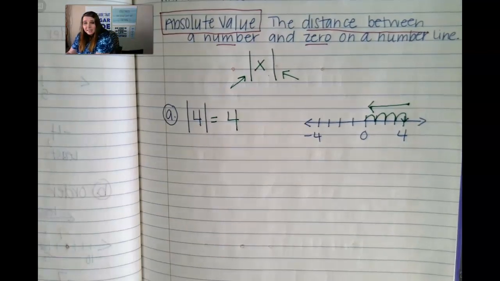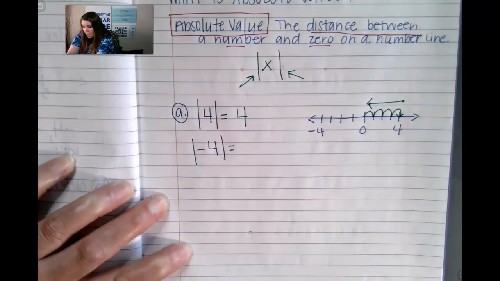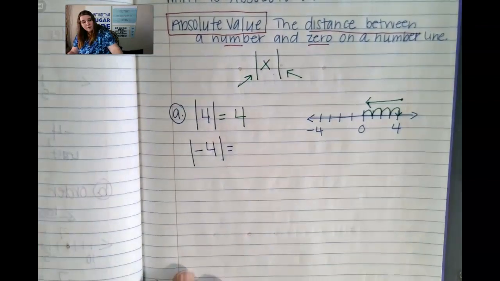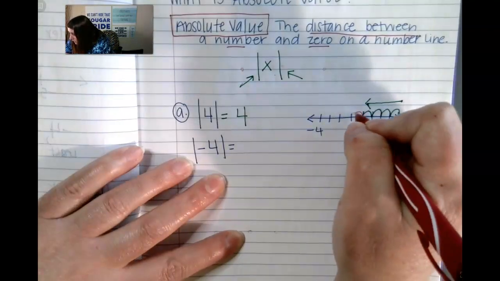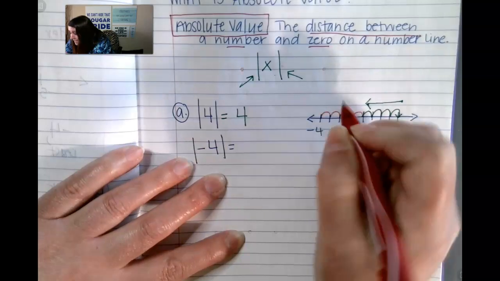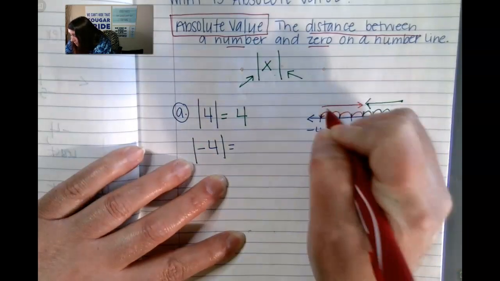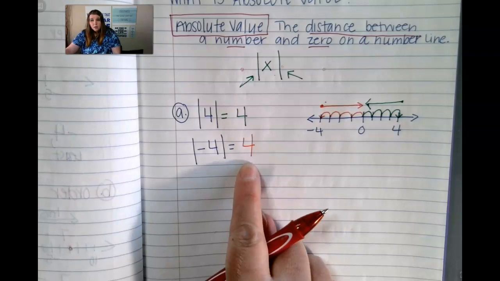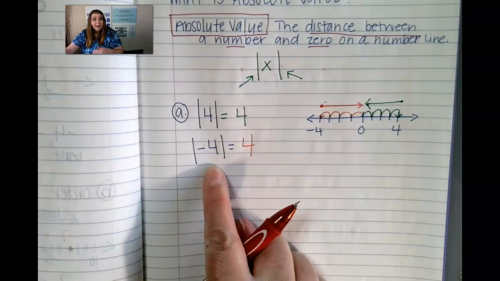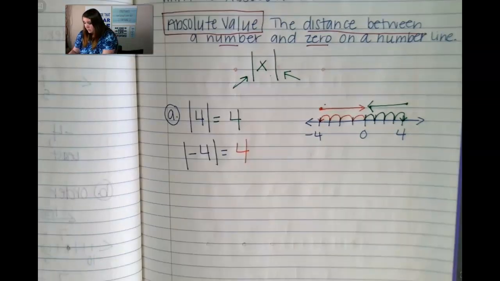If I had one that is the absolute value of a negative 4, I can look at the absolute value of negative 4 and I can make some jumps. I can go 1, 2, 3, and 4. To get to negative 4, it took me 4 jumps to get back to 0. So the value is 4. See, it was a negative, but because it takes us 4 jumps to get to negative 4, it's actually a positive because we're just counting the distance or the jumps. All right, let's do another one.